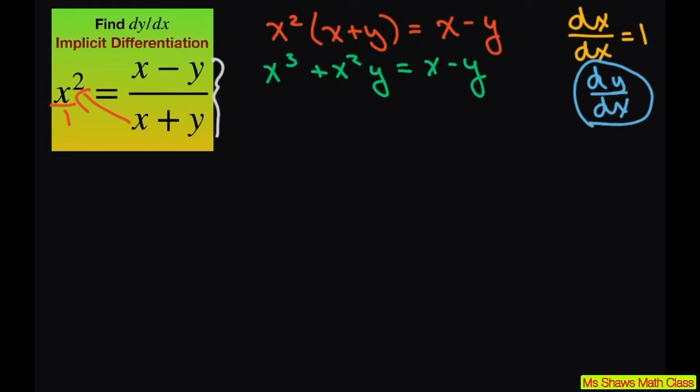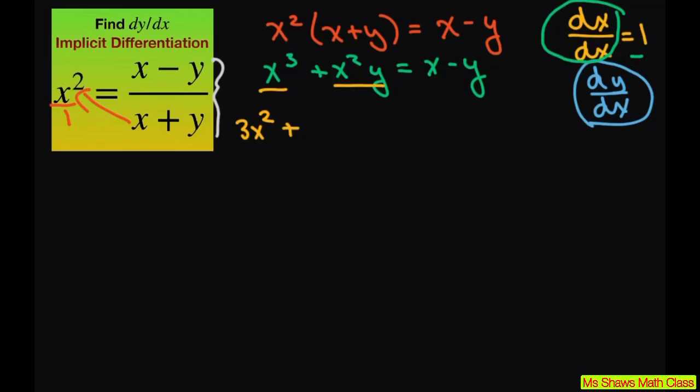So for x cubed, the derivative is 3x squared times the derivative of x divided by the derivative of x, and that just equals 1. So you don't have to write anything. All right, plus, now we have to use the product rule for this.